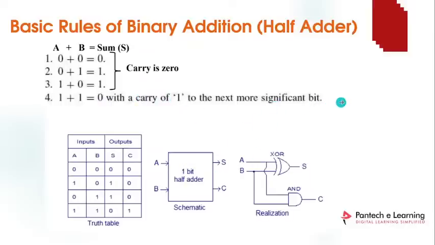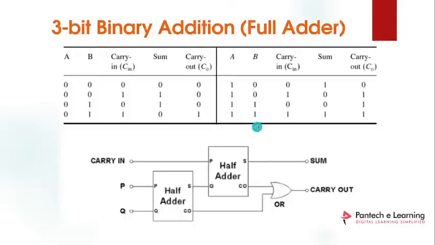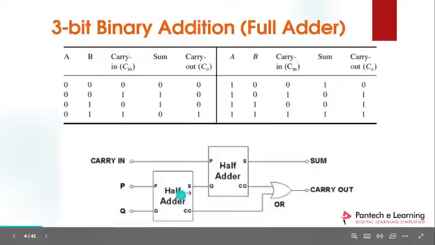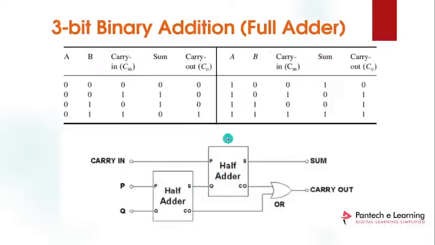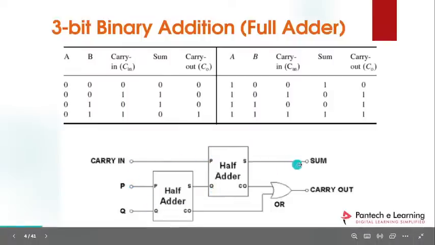And then we move to the full adder. The full adder is a combination of half adders. You can see in the logic diagram that the combination of two half adders is known as a full adder. The full adder has three inputs: carry in and the inputs A and B, and you also get sum and carry outputs.